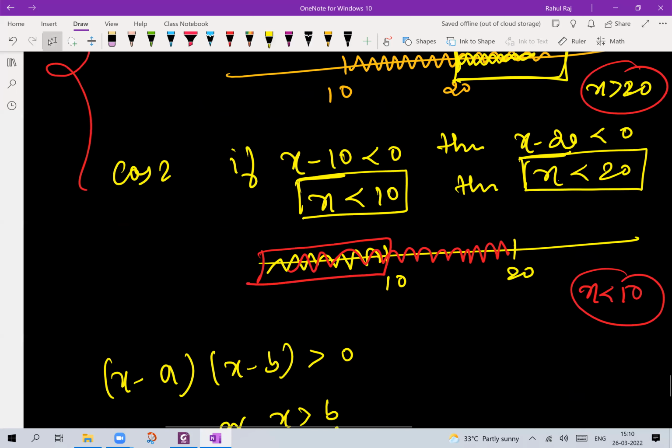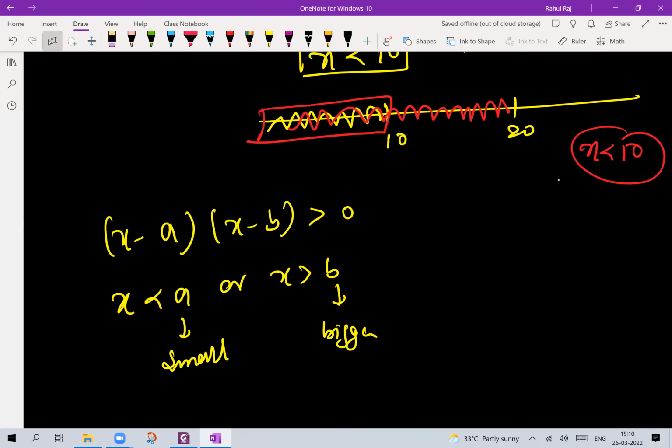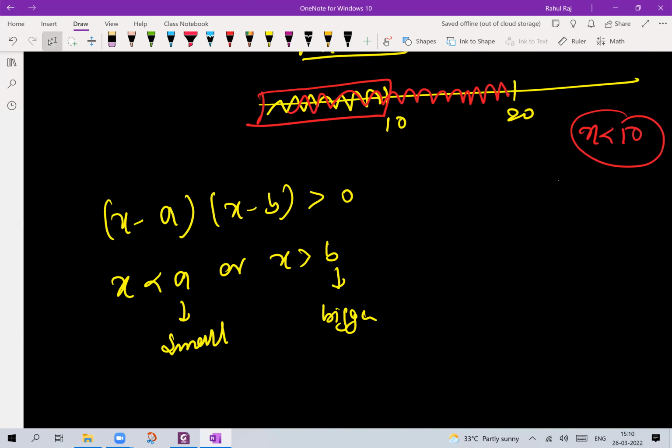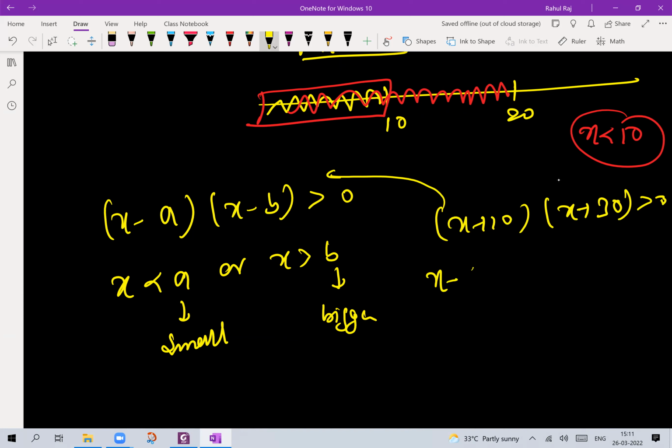So I just derived it, but you don't have to get into these derivations at all. You just need to understand this entire logic as to how you write the solution. So here, x minus a into x minus b greater than 0, I've told you x is less than a or x is greater than b. I've given you a simple question: x plus 10 into x plus 30 greater than 0. Now your job is to convert this into this form first. So what will you do? x minus of minus 10, right?